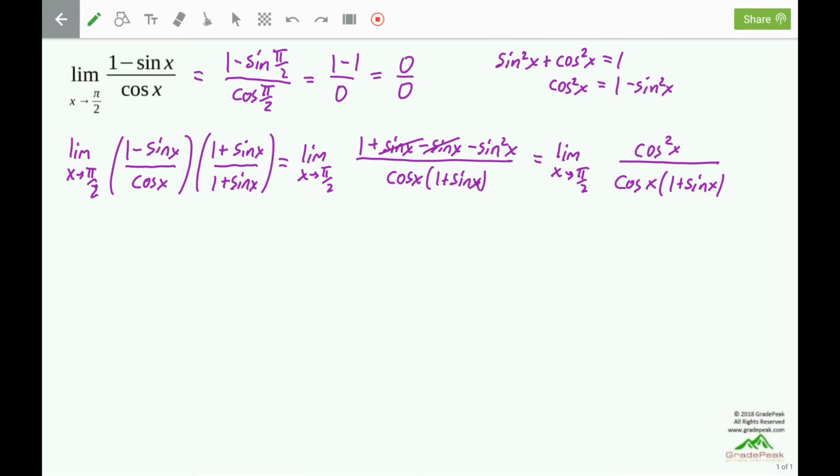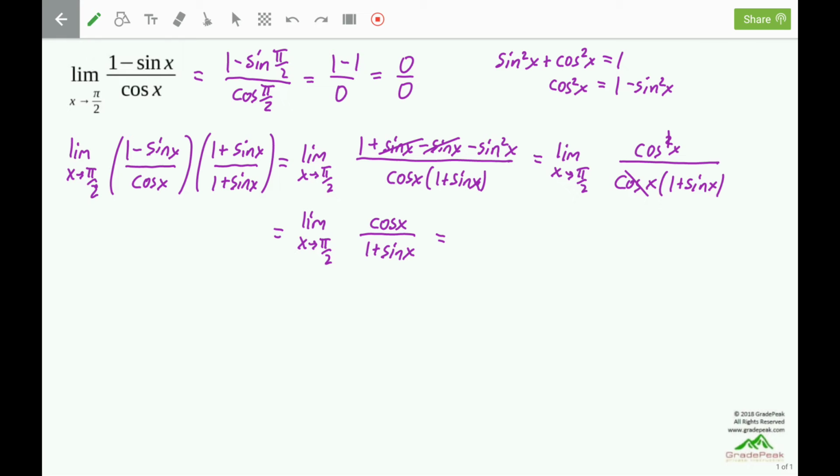And it turns out to be cosine of x that is making 0 when x goes to pi over 2. We have 2 of them in the numerator. We're going to only be able to cancel one of them with 1 in the denominator. But by doing that, we should no longer have the 0 over 0 indeterminate form, because 1 plus sine x is not going to be a 0 when x goes to pi over 2.